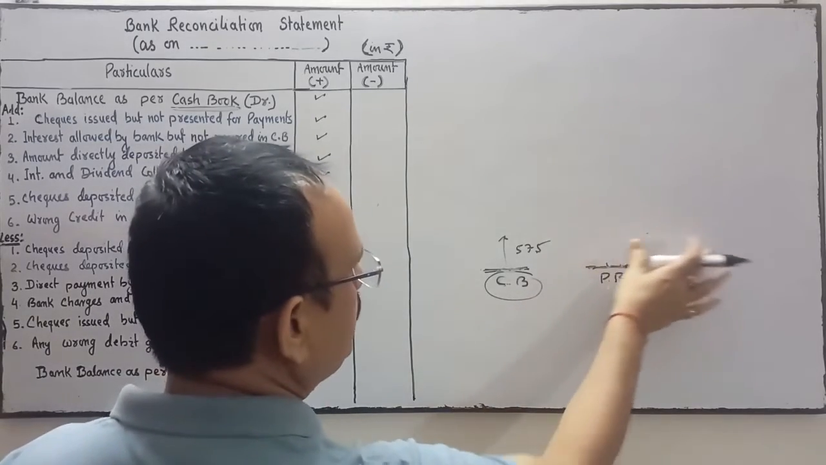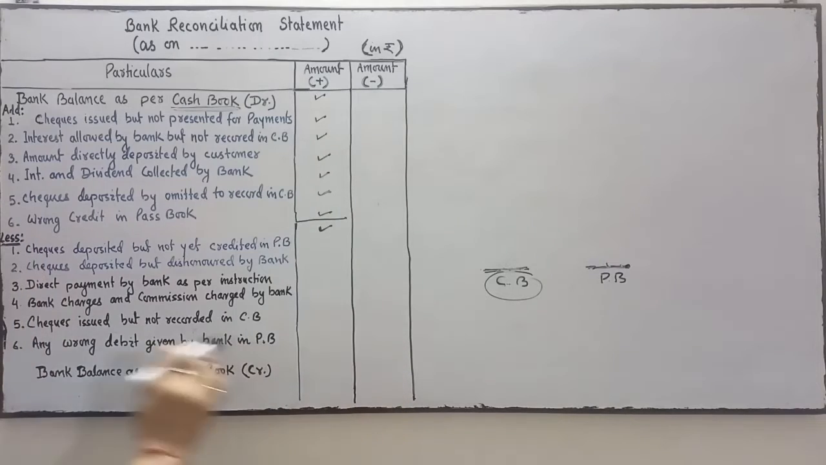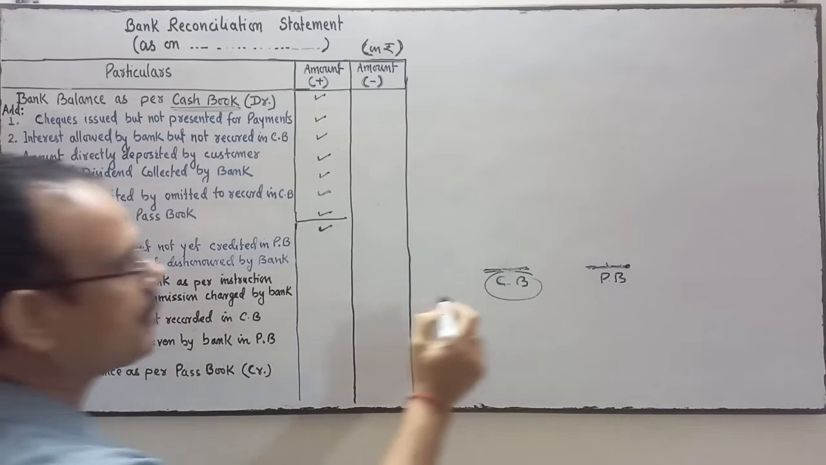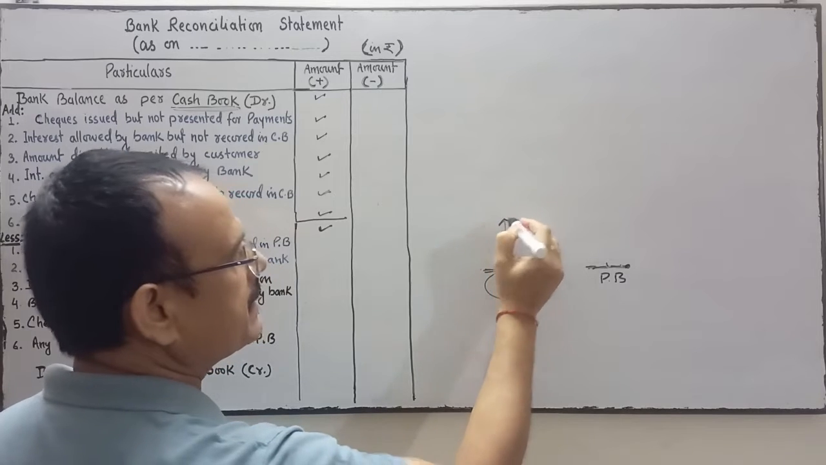One by one we will explain the "less" items, which we will write on this side. Check deposited but not yet credited in the passbook. The check is deposited into the bank, so the cash book balance has increased.